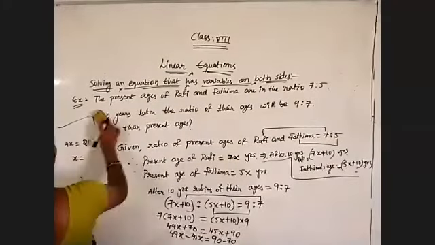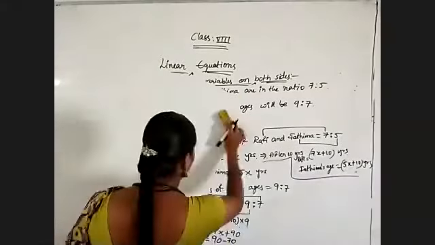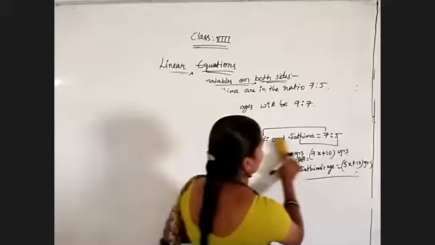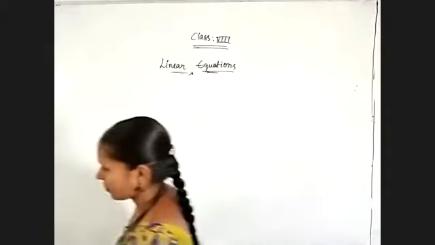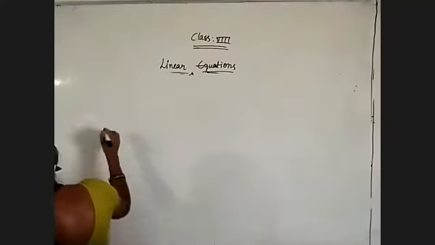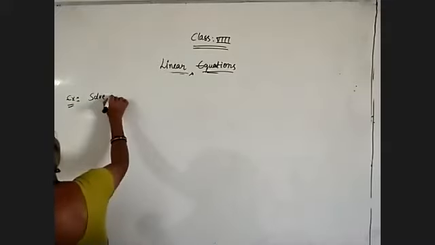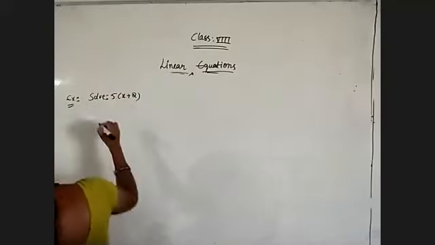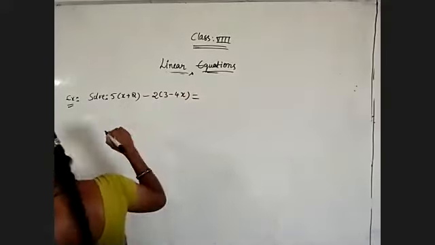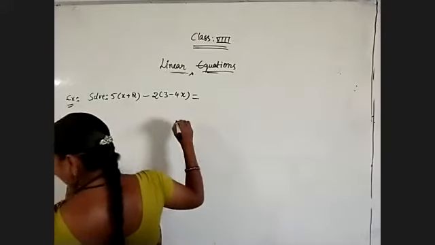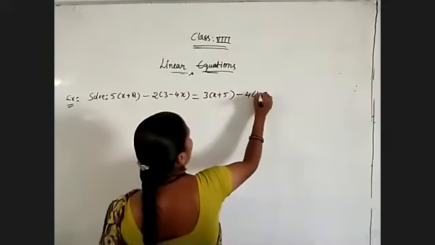Now coming to another example. Solve 5 into x plus 2 minus 2 into 3 minus 4x is equal to 3 into x plus 5 minus 4 into 4 minus x.